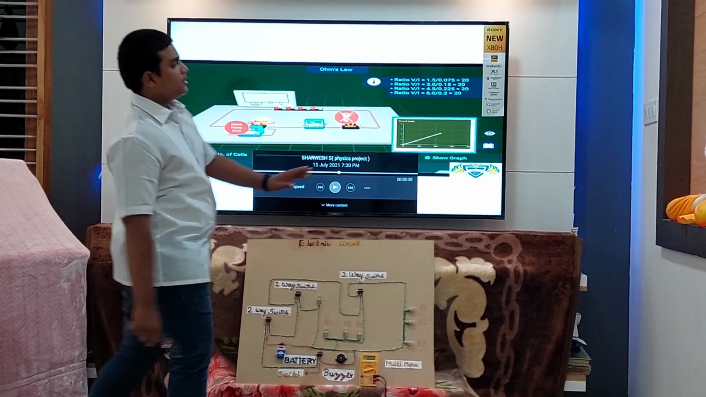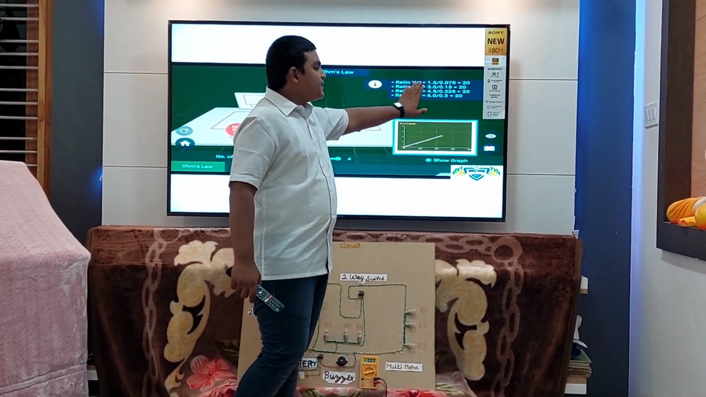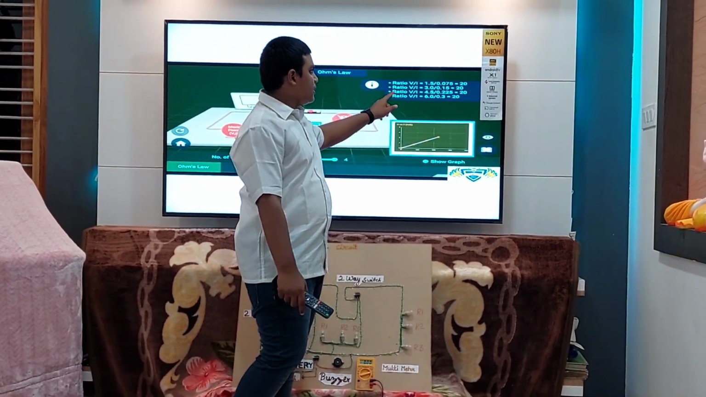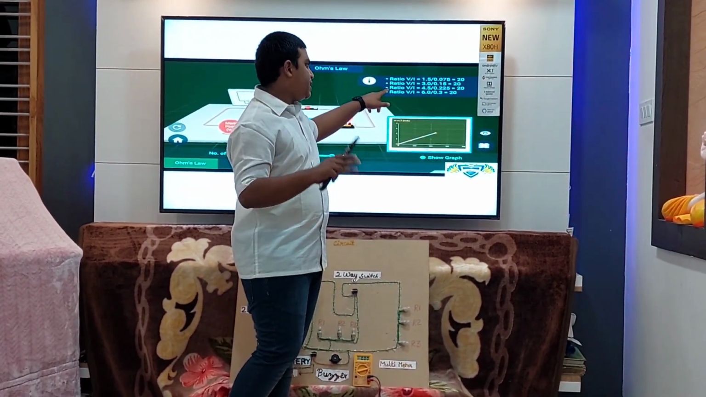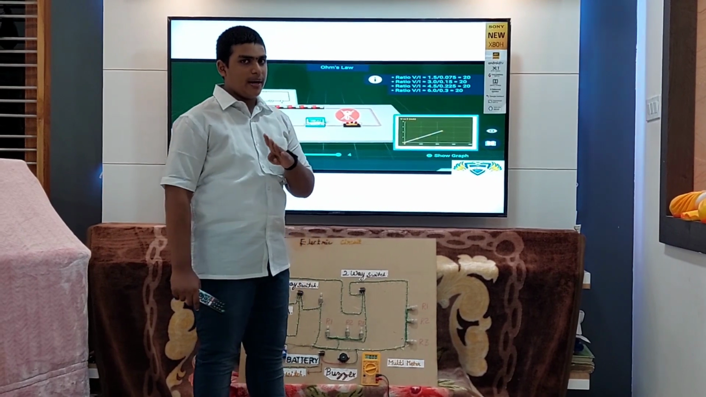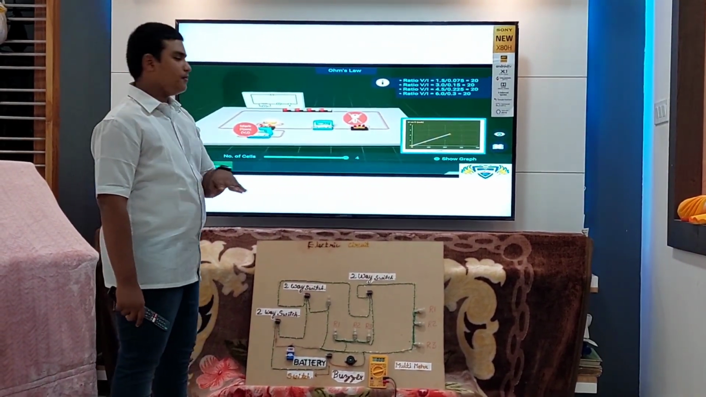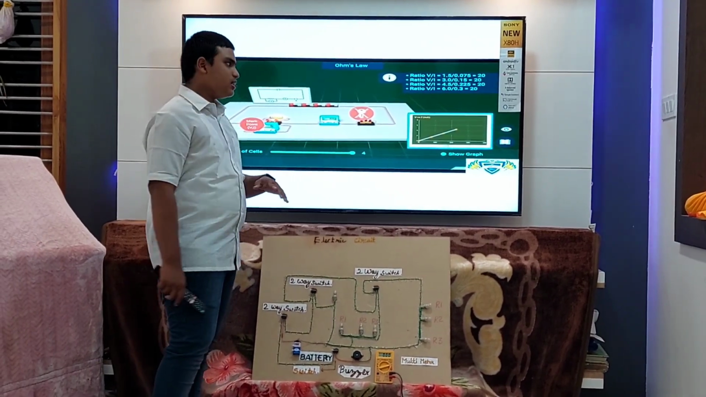See, this is a single battery. This one is dual battery. This one we have used 3 batteries. For this we have used 4 batteries, nothing but 4 cells.